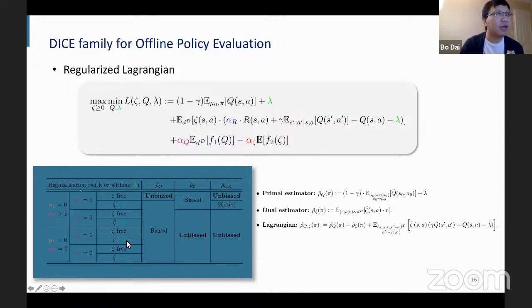And from this table, we carefully profile every combination of different settings of these regularizers. We bolded the ones labeled as unbiased, which basically are not unbiased, but space is not enough. Actually, it is asymptotically consistent, which means if I have an infinite amount of data, the solution will be unbiased.